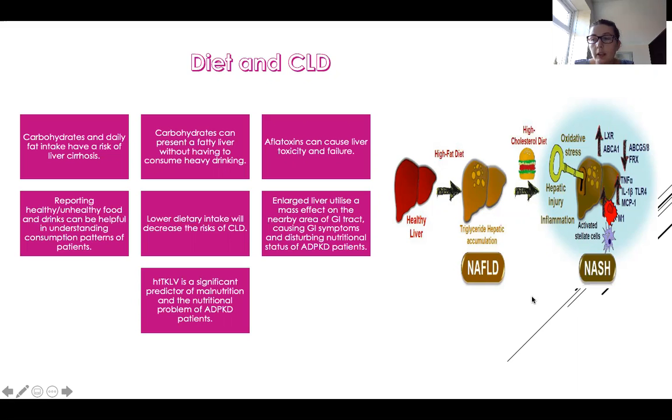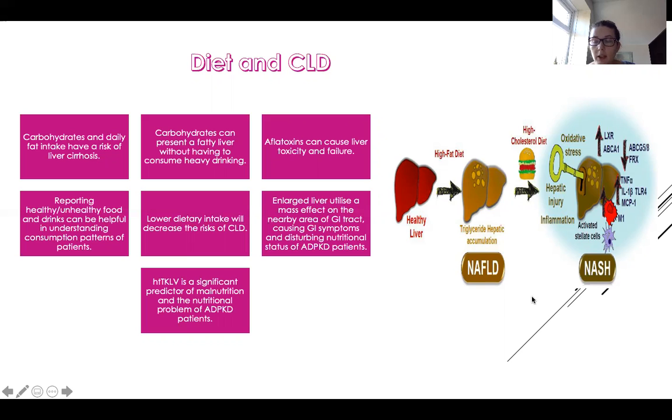Enlarged liver utilises a mass effect on the nearby area of the GI tract, causing gastrointestinal symptoms and disturbing nutritional status of ADPKD patients. Total kidney and liver volume is a significant predictor of malnutrition and the nutritional problem of ADPKD patients.